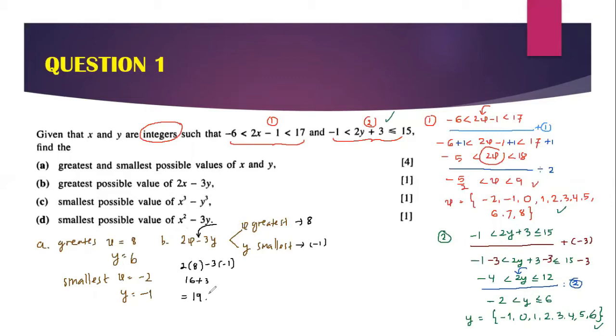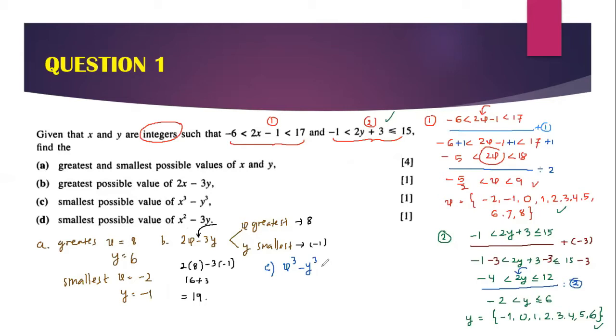Is it clear, everyone? Yes, sir. Okay, good. Now we go to question C. Smallest possible of x cubed minus y cubed.